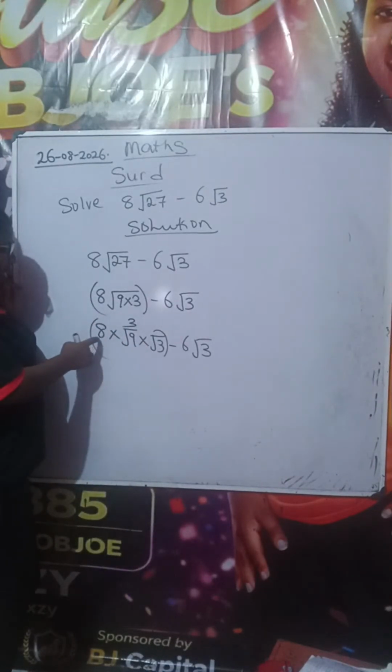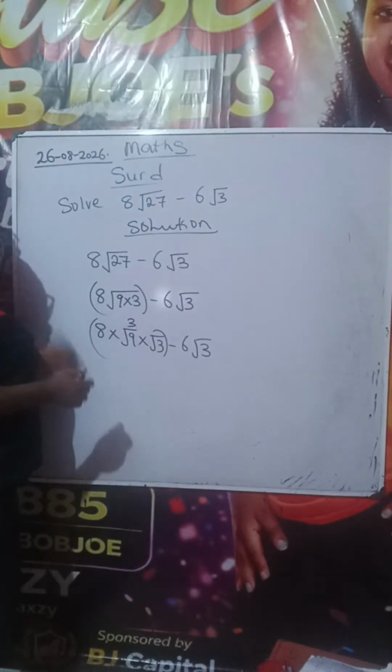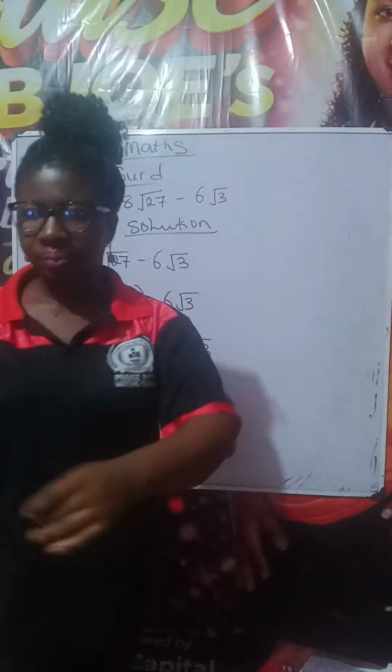Then you multiply 8 times 3. 8 times 3, what do we have?